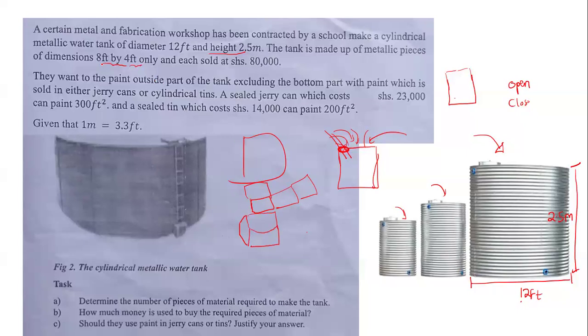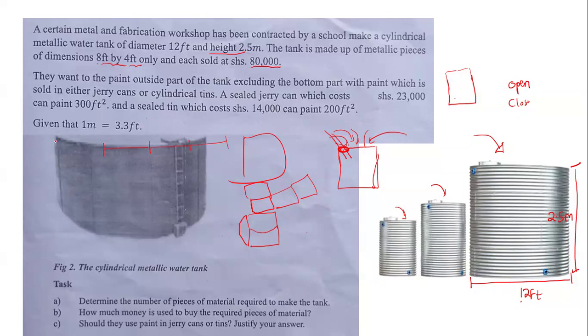Now that is the one they have given us, which is 8 by 4 feet, and they have told us that each of them is sold at 80,000. To bring it to your attention, what they have given you here is what we call iron sheets, those that make up the metallic tanks. And when they are selling them, it is sold in feet. So 8 feet is like your foot, your shoe. Your shoe is 1 foot, so you fix your shoe 8 times.